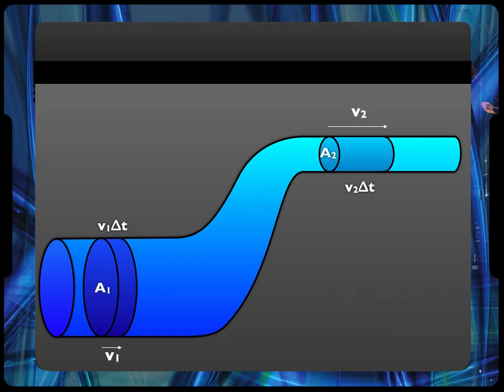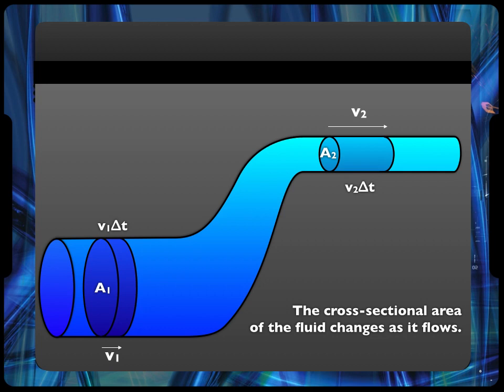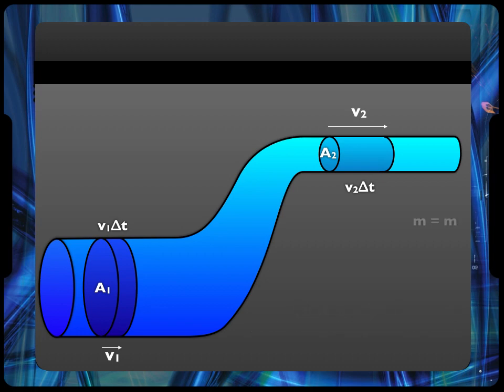The cross-sectional area of the fluid changes as it moves through the pipe. You'll notice that on the left side, the fluid has a wider cross-sectional area in its cylinder than the fluid on the right side of the pipe. Narrower pipe means a narrower cross-sectional area. But in both cases, we're describing the same mass of fluid. The mass of the first chunk is the same as its mass later on, just at a different time. Mass is density times volume.